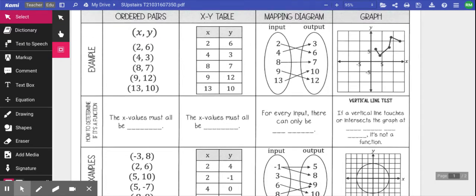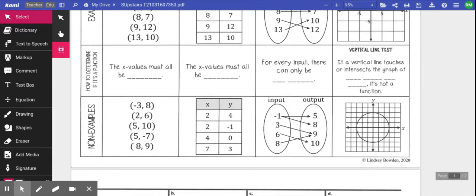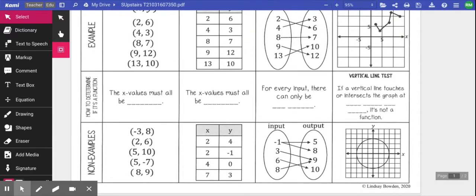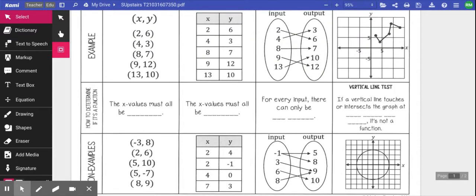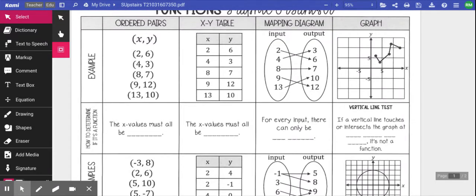So we're going to look at this column right here, ordered pairs. This is an example of a function. And where it says non-example, this is not a function. So all the ones on the top are functions, and all the ones on the bottom are not a function. Okay? And we'll go through one by one and talk about what makes them a function and what makes them not a function. Okay. So looking at ordered pairs to begin with.